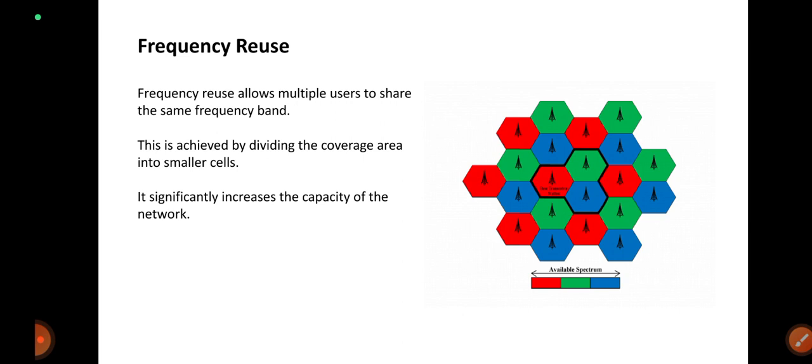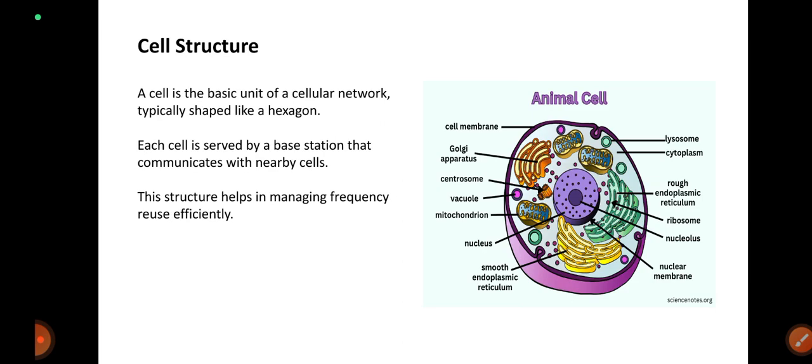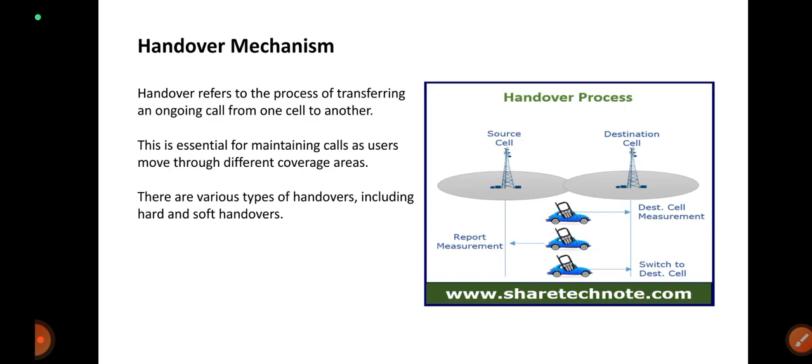Frequency reuse. Frequency reuse allows multiple users to share the same frequency band. This is achieved by dividing a coverage area into smaller areas, and it significantly increases the capacity of a network. Cell structures. The cell structure is typically a hexagon, and the cell is served by a base station and assigned frequency.